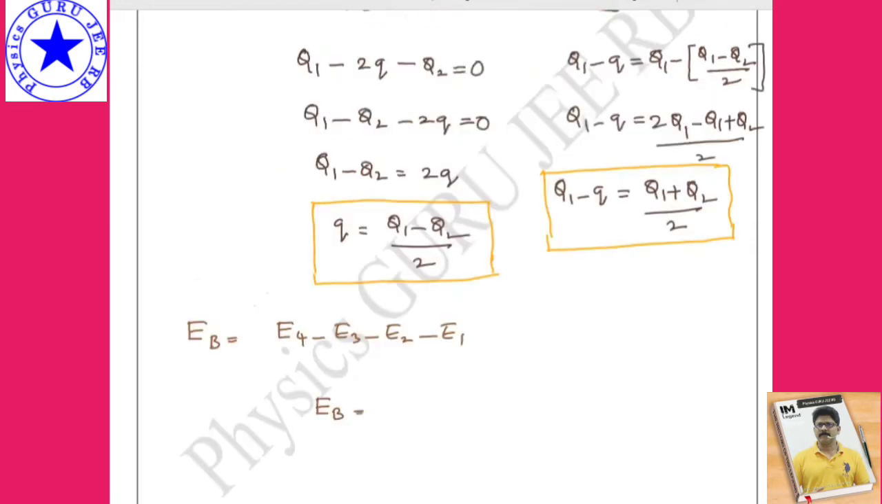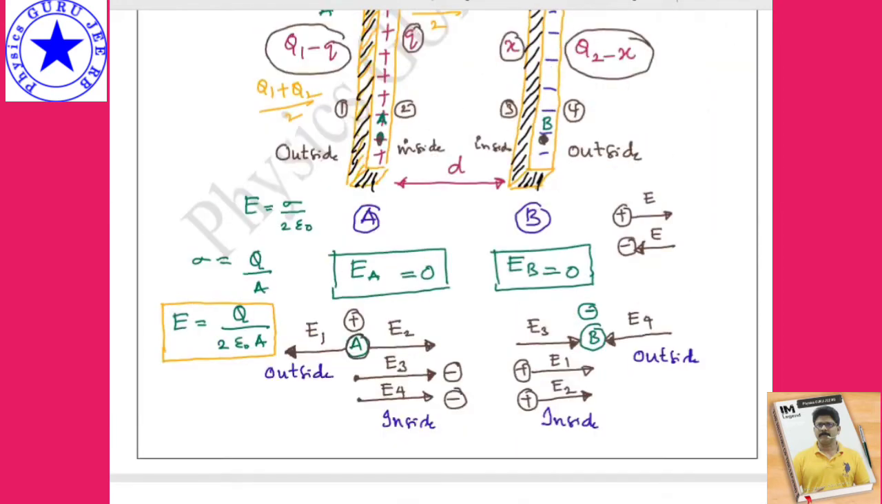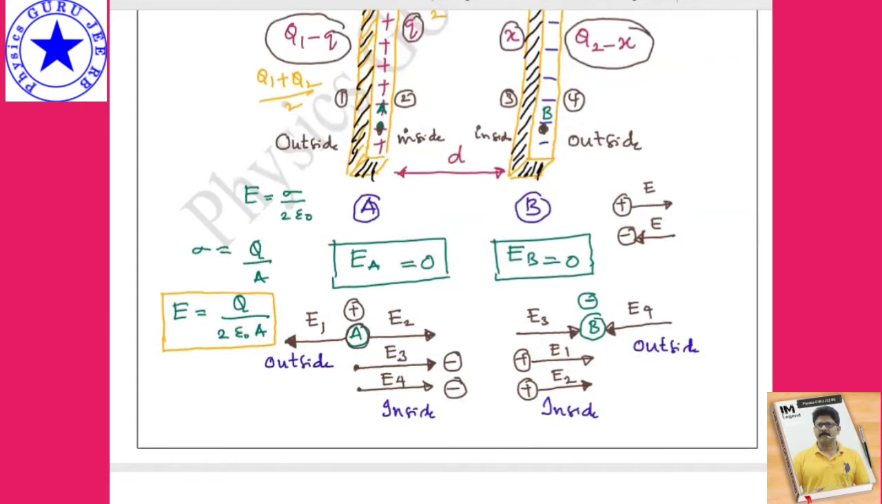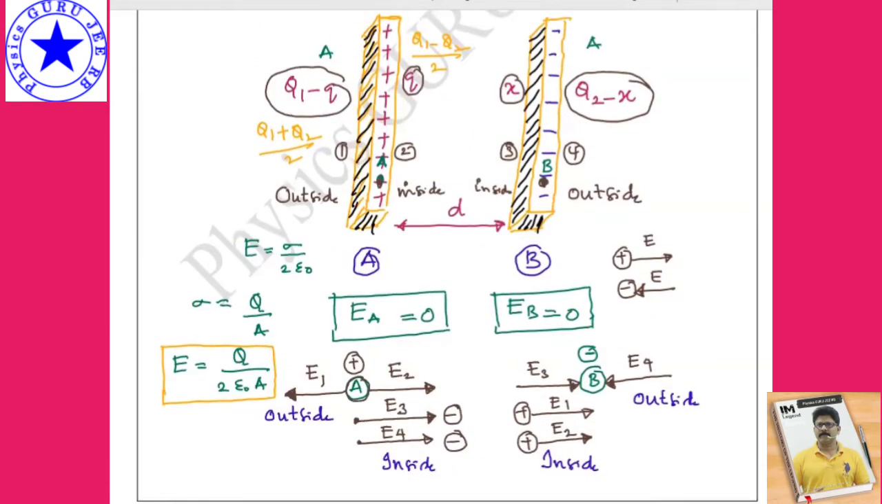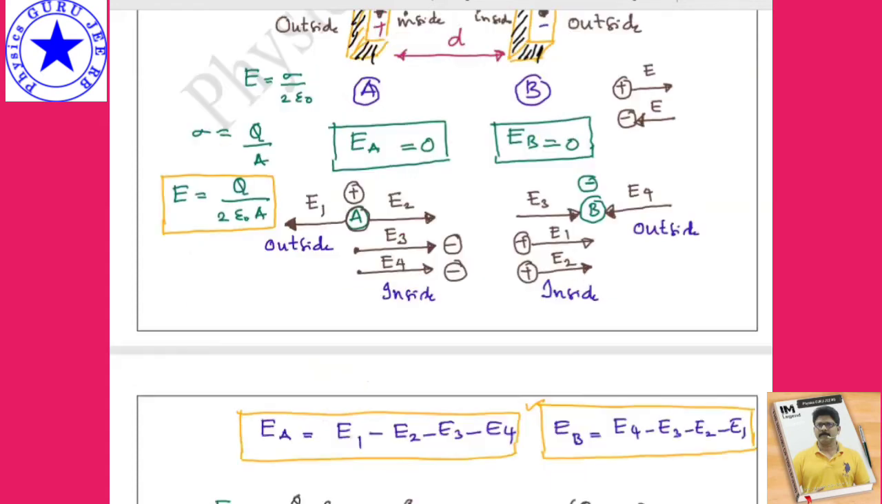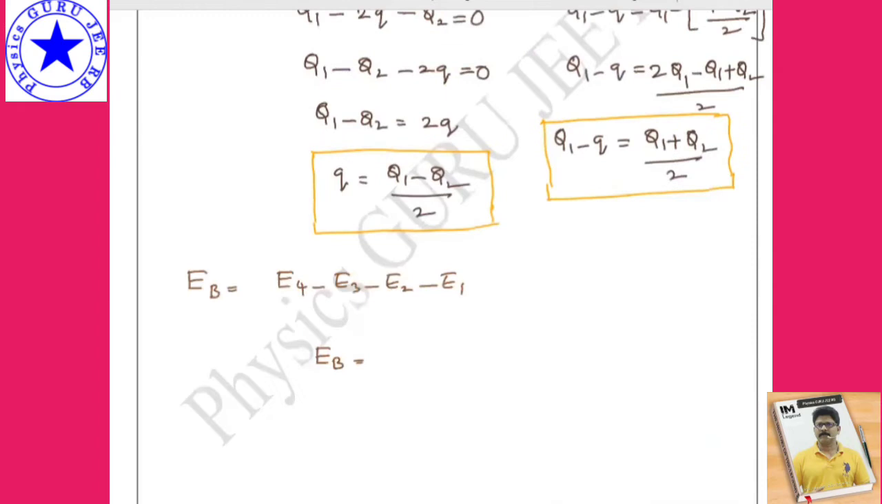E4 you can see clearly. See, E4 I want to calculate. E4 means outside the surface of the second plate. E3 is nothing but inside of the second plate. E2 is nothing but inside the first plate. E1 is nothing but outside the first plate, right? Okay. Now I can write the charge distribution here.